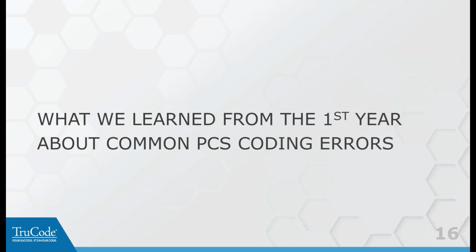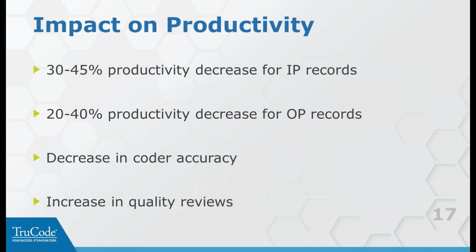Now I want to go into, as I said, the things that were learned after studying the first year's data for PCS. First of all, just to start with the impact on productivity, for inpatient records, which of course is where PCS comes into play, the productivity loss they found was 30 to 45%, and I venture to say that a whole lot of that productivity decrease was primarily related to PCS coding, because it is certainly a lot more complex than what we did with ICD-9 procedure coding.